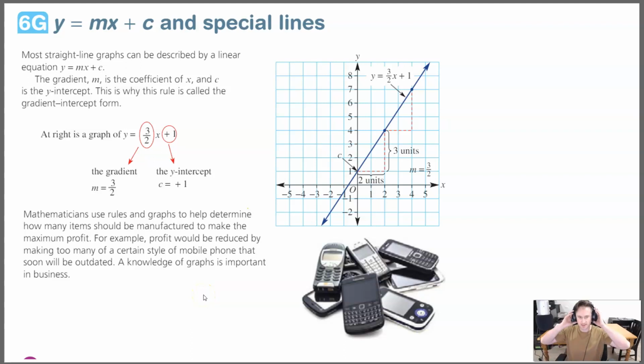Just want to talk to you about 6G. So basically this is going to be a tutorial through all the set questions for this unit. And it's probably one of the key concepts of the unit as well.